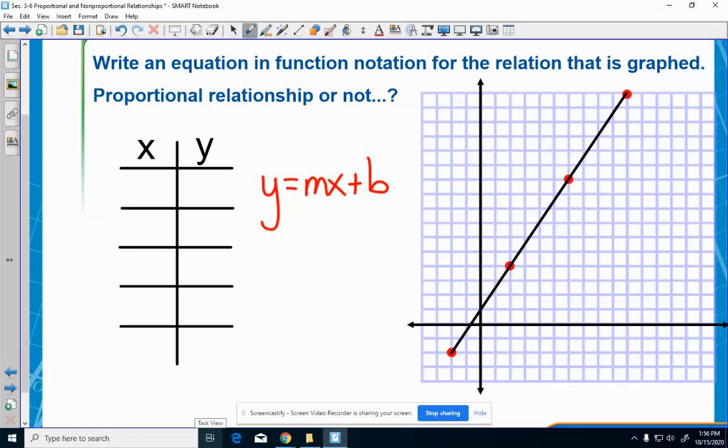Now, just looking at the picture, I think you could tell me your y-intercept just by looking at it. Where does it cross the y-axis? I mean, it's right there at 1. So you know that this is going to end with a +1. We just need to figure out what's your slope. You think 3/2?